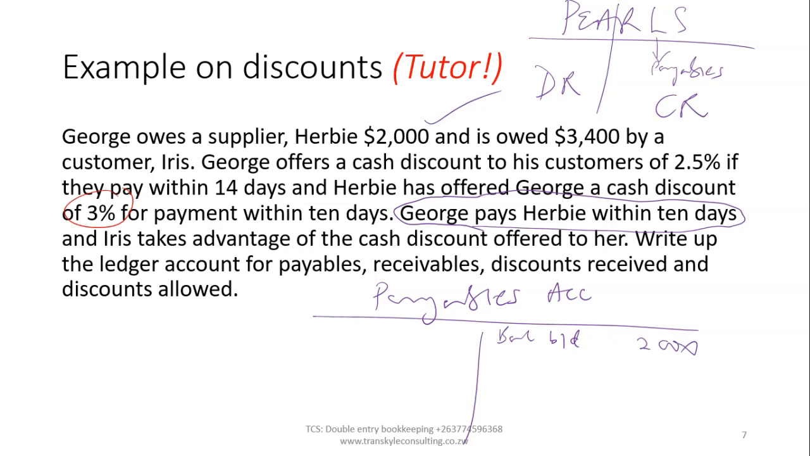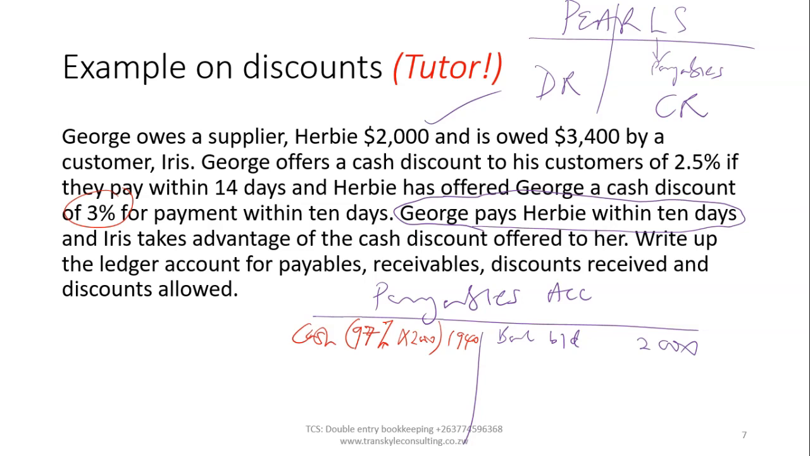George did the same and he was given that discount. So how much cash did he pay? Obviously he should pay 97% of $2,000, and that comes to $1,940.